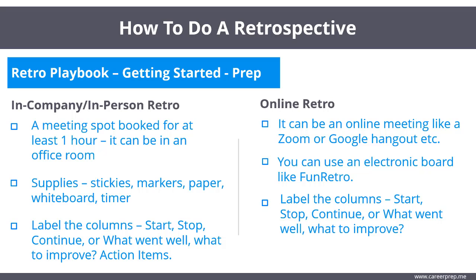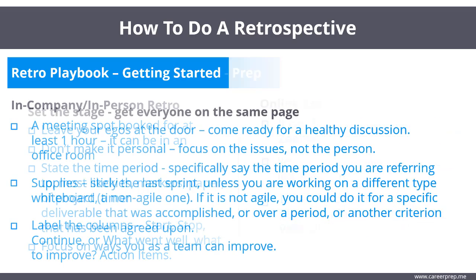It can be in an office or it can be online, like Zoom or Google Hangouts. Supplies: stickies, markers, paper, whiteboard, timer, or if it's online, you can use an electronic board like Fun Retro. Label the columns: start, stop, continue, or what went well, what to improve. Action items: you can also name the columns on the electronic boards.